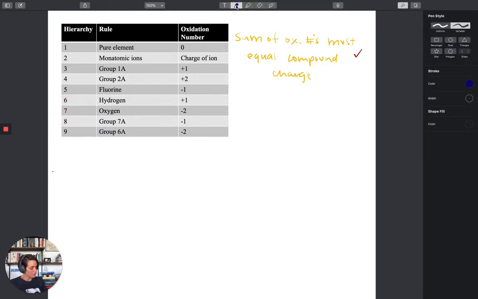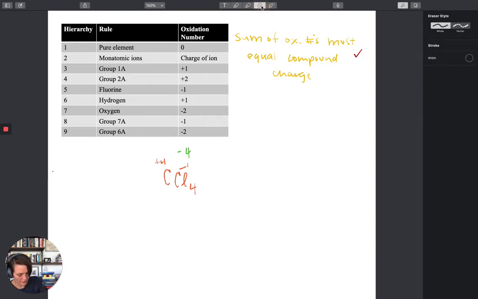All right, then we have group 7A. So let's just say that's carbon tetrachloride. It's going to be negative 1. Overall charge, negative 4, which means that my carbon has to have a charge of positive 4. Oxidation state.